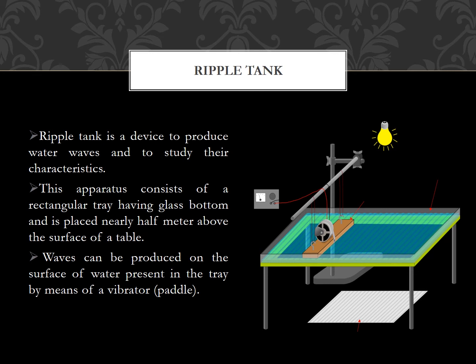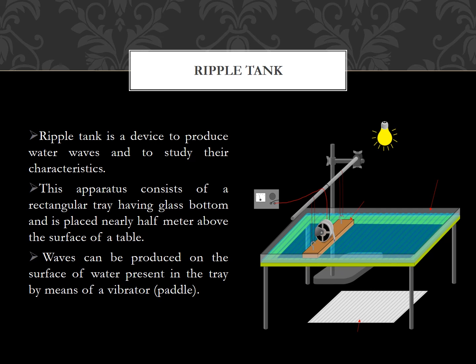Now we will discuss the ripple tank, which is the last topic of today's lecture. What actually is a ripple tank? A ripple tank is a device to produce water waves and to study their characteristics. As you can see in the figure, a rectangular glass tray having a glass bottom is placed nearly half a meter above the surface of our table, and a screen is placed beneath the glass tray so that we can observe the wave patterns and wave motion on the screen.